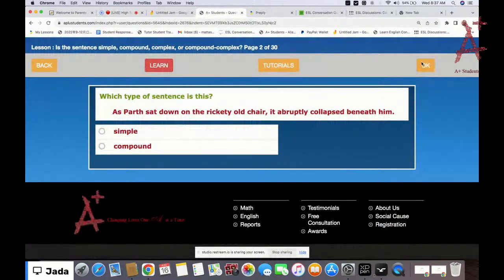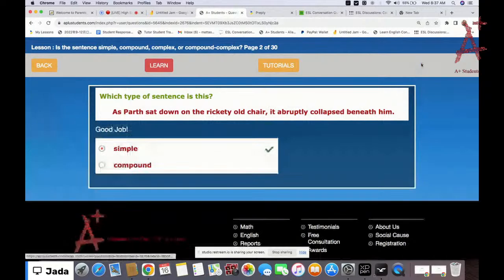So is this a simple sentence or compound sentence? If it was a compound sentence, it's going to have a conjunction. Okay, so we don't have a conjunction here. Compound sentences usually come with a conjunction like and, but, or so, but we don't have that. So we're going to click on simple. So you see, it's a simple sentence.